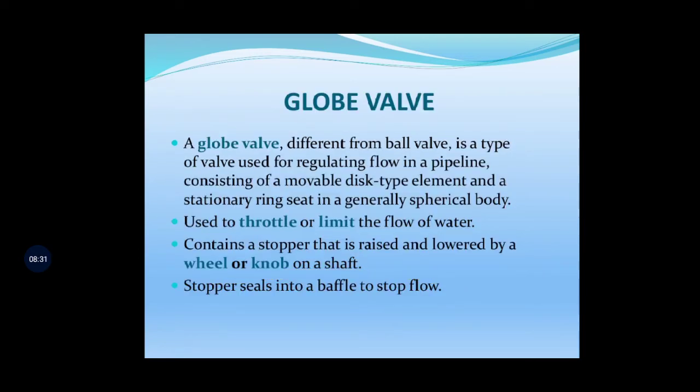Next one is globe valve. Globe valve, different from ball valve, is a type of valve used for regulating flow in a pipeline, consisting of a movable disc type element and a stationary ring seat in a generally spherical body. This is used to throttle or limit the flow of water. It contains a stopper that is raised and lowered by a wheel or knob on a shaft. The stopper seals into a baffle to stop flow.